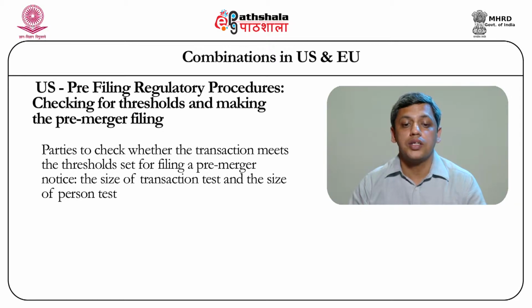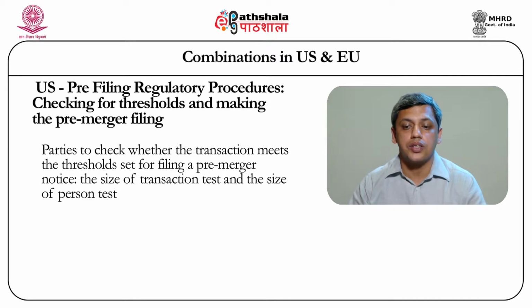The size of person test thresholds presently are met if either the acquiring or the acquired person has at least US $15.2 million in assets or sales and the other person has at least US $151.7 million in assets or sales. In no case, however, a transaction below US $75.9 million is to be filed.